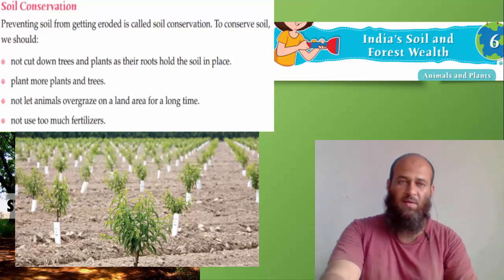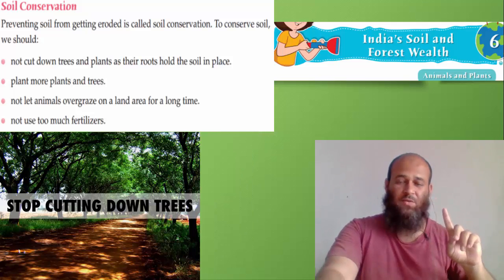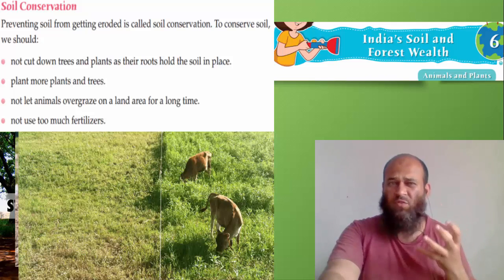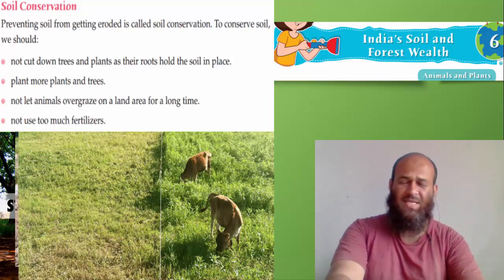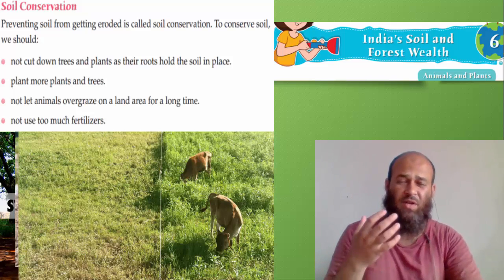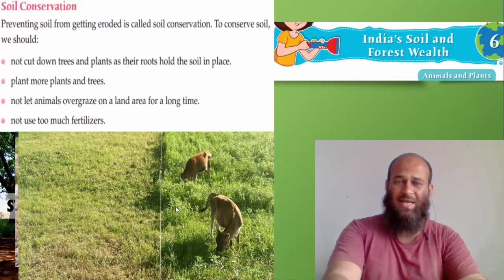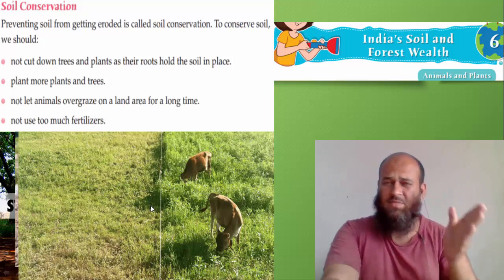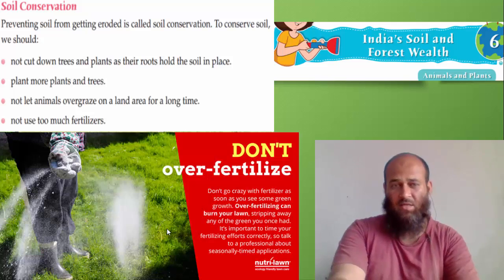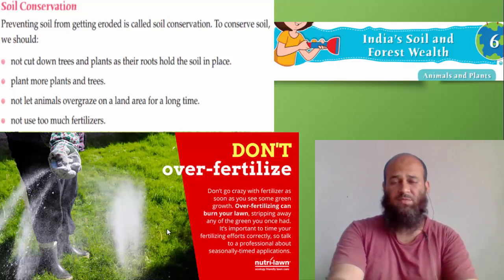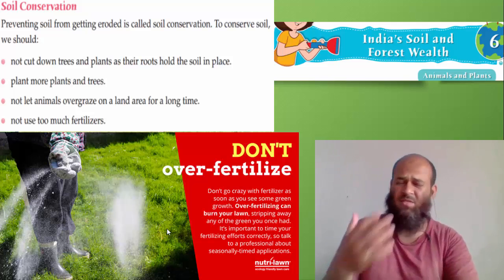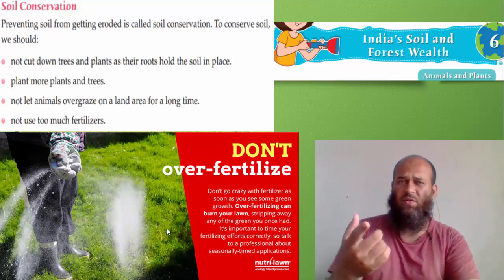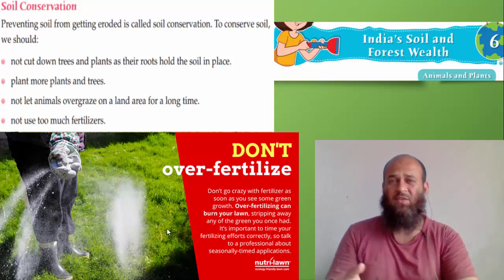Plantation is important. 1. Not cutting down the trees. 2. Planting more trees. 3. Not letting animals overgraze the land. Like grazing is okay. Animals also need plants for eating, but not overeating, and at the same time you can make barriers, like after grazing for some time, take them away to different places, and then not using too much fertilizer. This is extremely important, and farmers these days are adopting organic farming. Think over it, Google it, and find out what organic farming is.